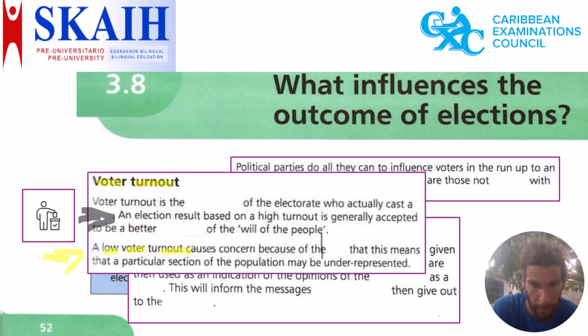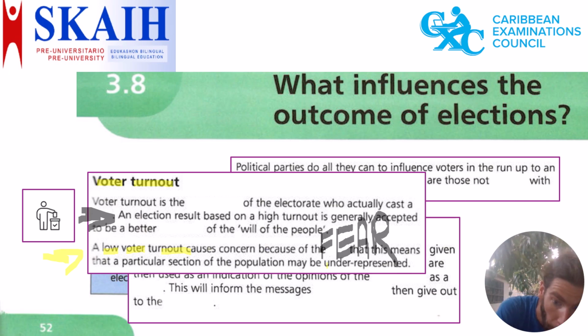So people become afraid that this means that a particular section of the population is underrepresented. So if young people didn't vote or old people didn't vote, then the fear exists that a part of the population is underrepresented. Their opinion is not heard, and the political party that has gained power does not represent this section of the population. And the idea about democracy is that in parliament, all of the population is represented and not only those that voted.